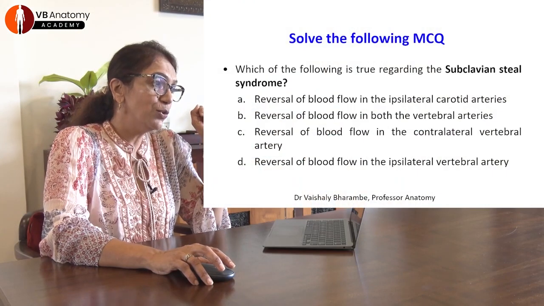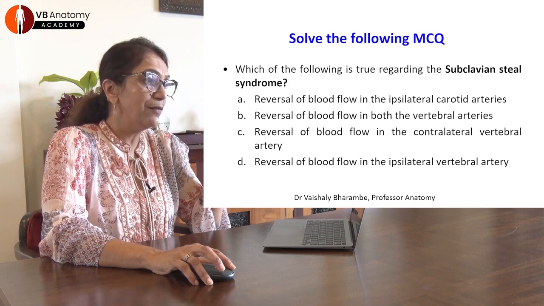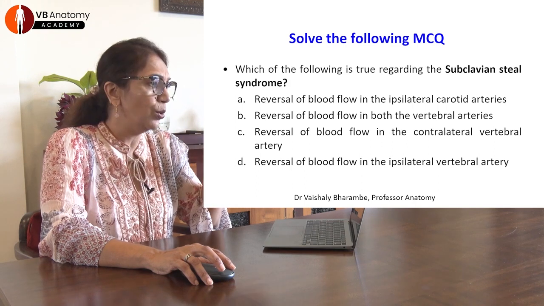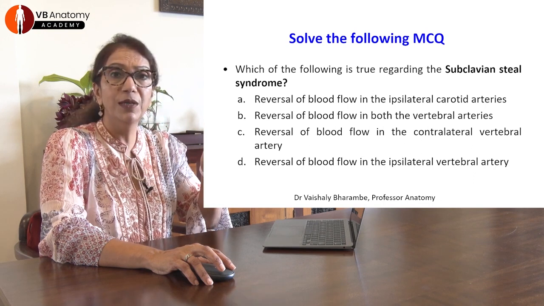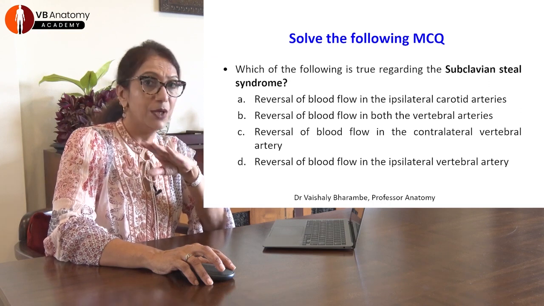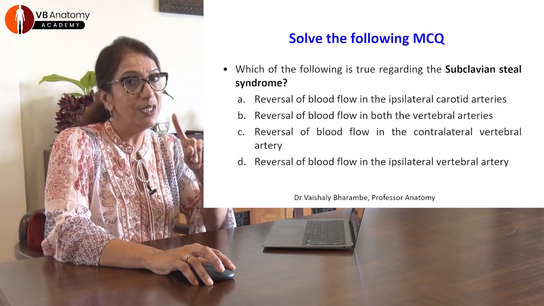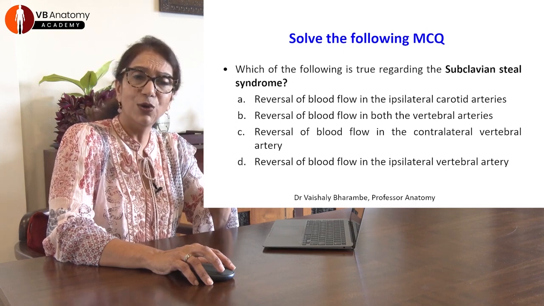MCQ again. Which of the following is true regarding subclavian steal syndrome? Reversal of blood flow in ipsilateral carotid? No. Reversal of blood flow in both vertebral arteries? No. Reversal of blood flow in contralateral vertebral artery? No. Reversal of blood flow in ipsilateral vertebral artery? Yes. Okay. Why is it called steal?